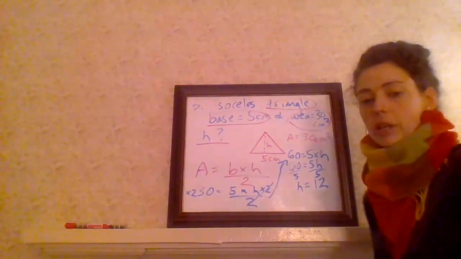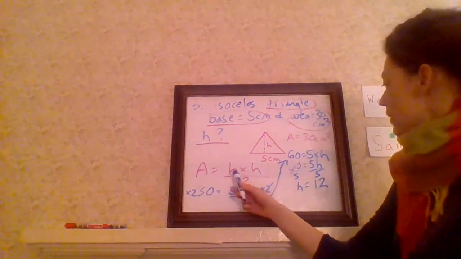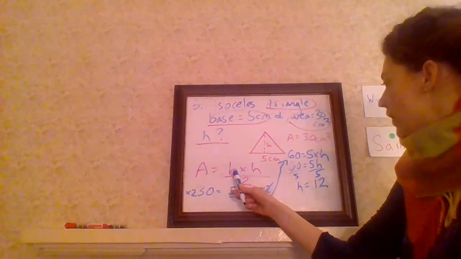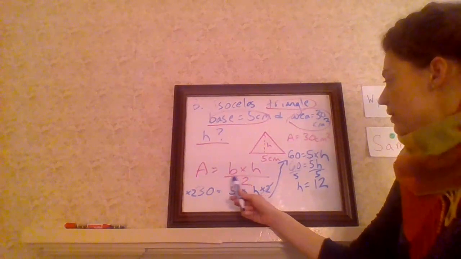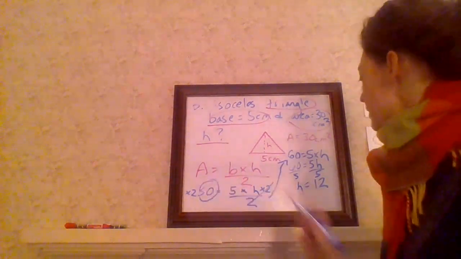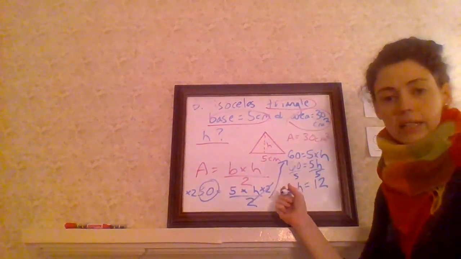And then let's try that back in our original formula. So the base was 5. 5 times 12, that's 60. Divided by 2, does that equal 30? Yes, it does. So we found our height. Our height is 12.